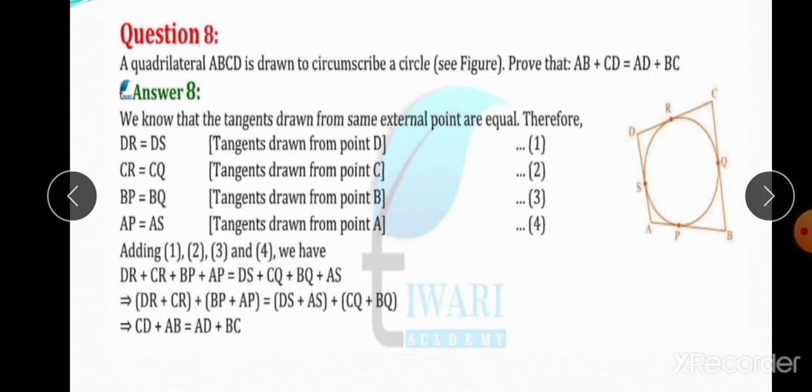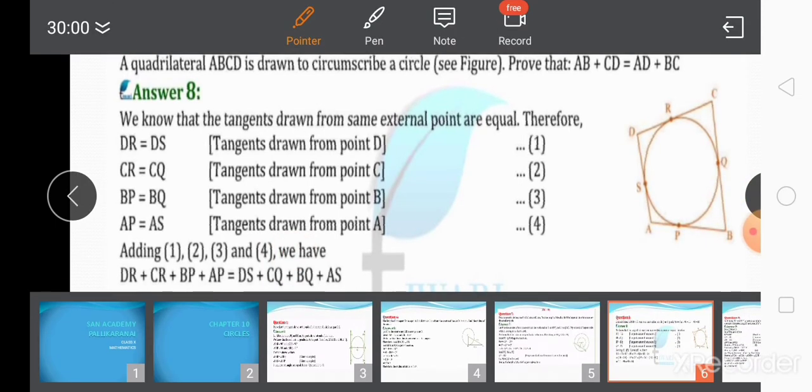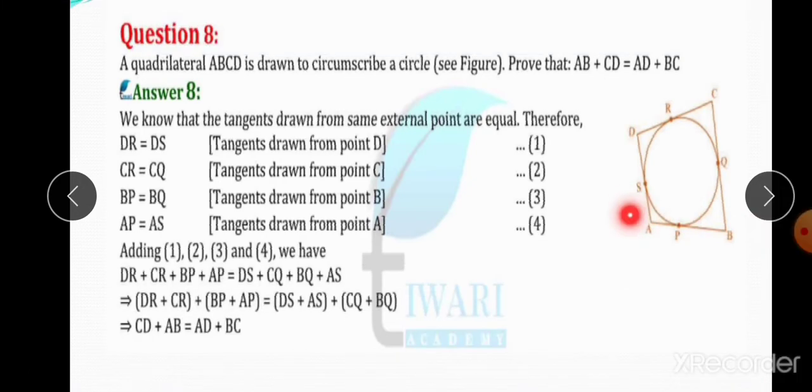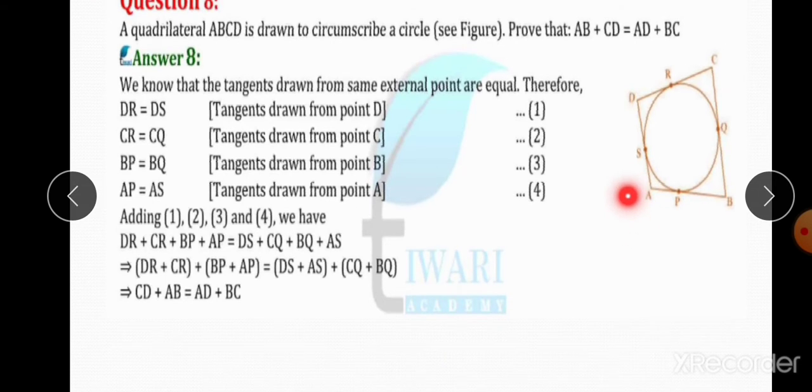Now A, B, C, D are the exterior points of the circle. Now take AP equal to AS, by tangents drawn from it. Tangents from an external point are equal. Therefore AP equals AS. In the same way, PB equals BQ, QC equals CR, and RD equals DS.